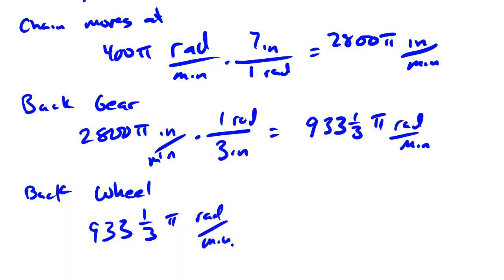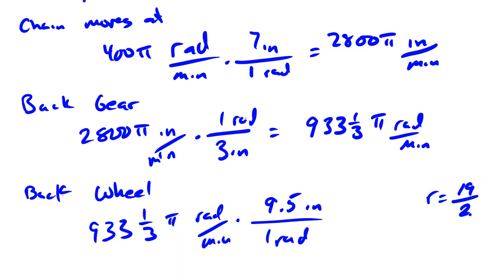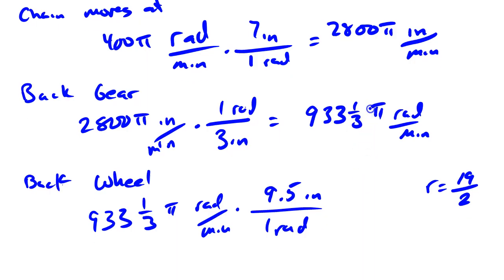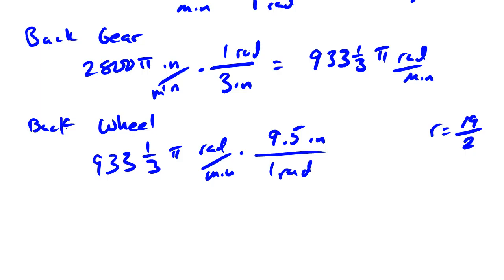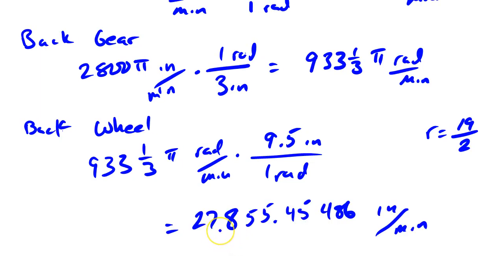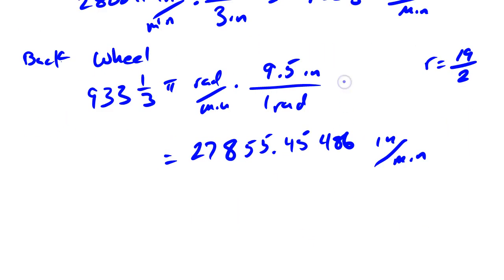I can convert that into inches per minute by saying that on the back wheel, 1 radian of turn is worth 19 divided by 2, which is 9.5 inches, because the radius of the back wheel was 19 divided by 2. For a grand total of 27,855 inches per minute and some change. So that, to me, is the first answer they asked for.